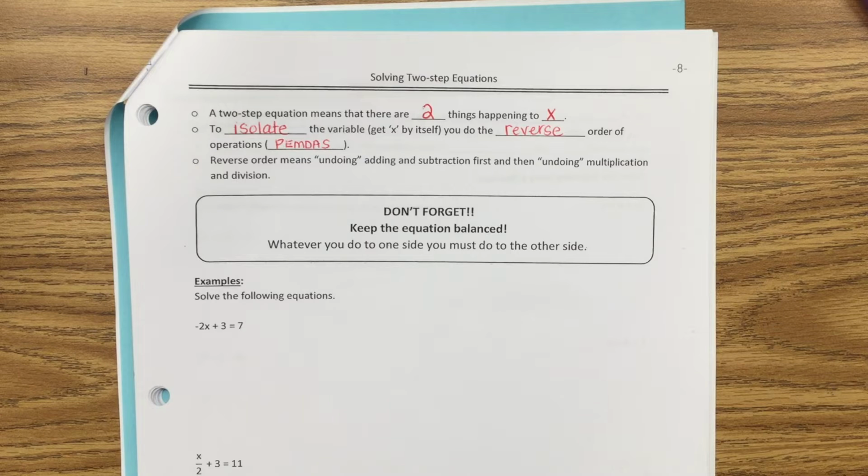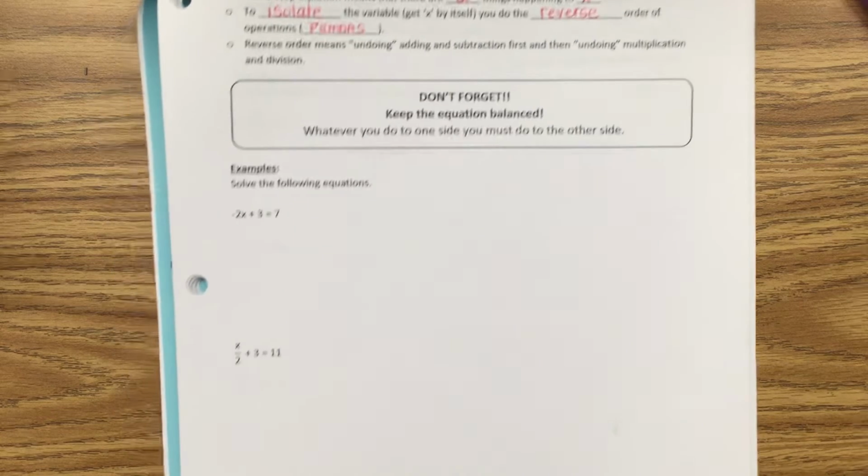Okay? Good here. There you go. Reverse order means undoing adding and subtracting first, and then we're going to undo multiplication and division. So don't forget, we have to keep them balanced. Whatever we do to the right side, we have to do to the left side. So let's try an example.